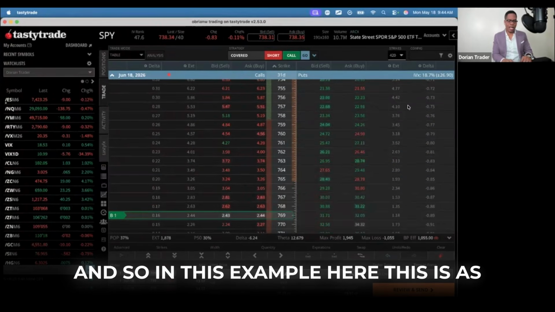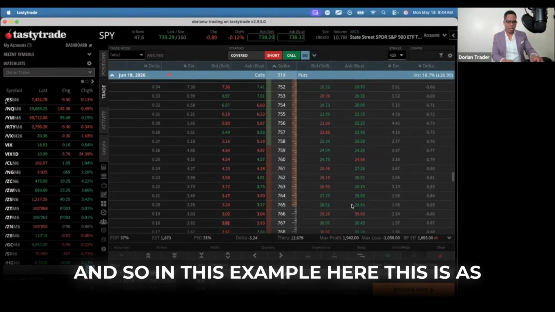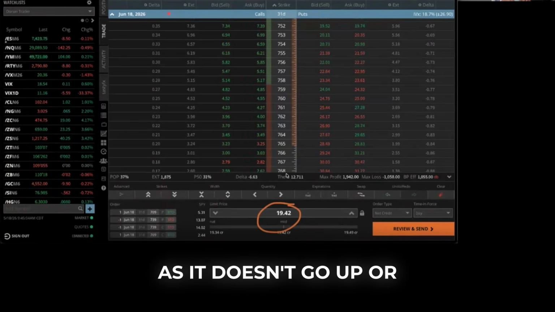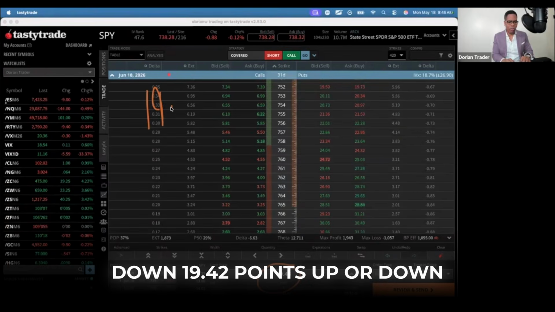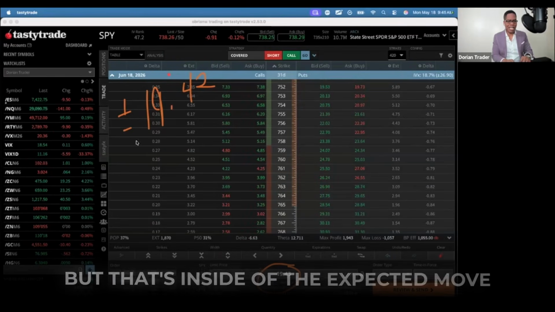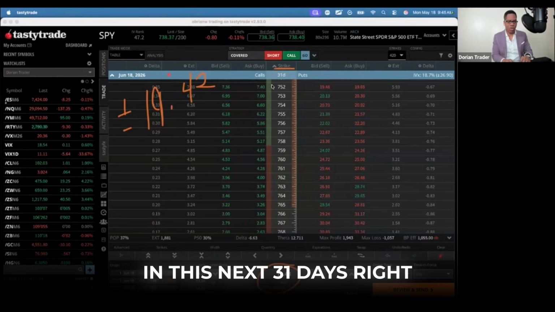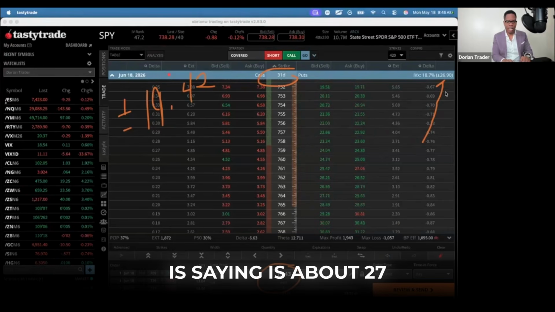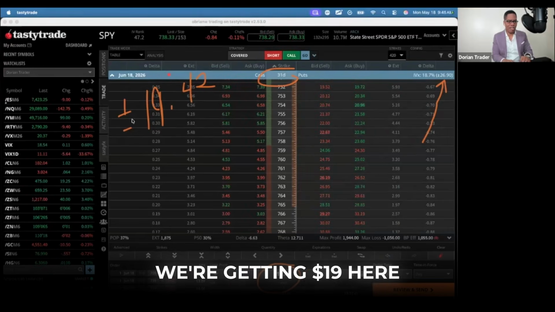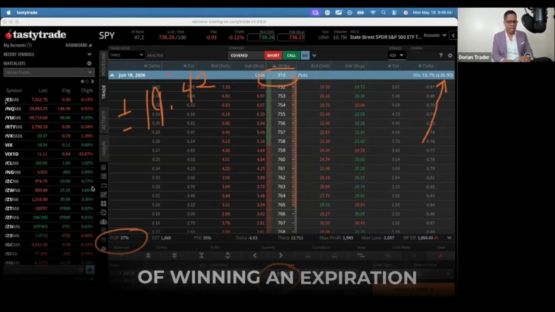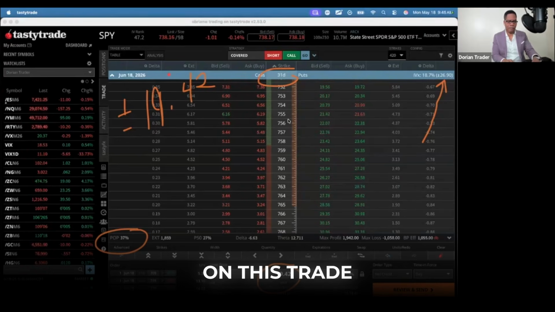And so in this example here, as long as we're selling at the money, as long as it doesn't go up or down 19.42 points, we're going to win at expiration. But that's inside of the expected move in this next 31 days, right? Because the expected move Tasty Trade is saying is about 27. We're getting $19 here. That's our cushion. So that's why Tasty Trade is saying you got about a 37% chance of winning at expiration on this trade.